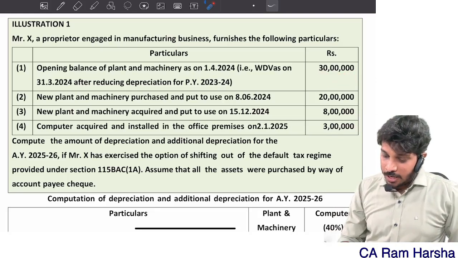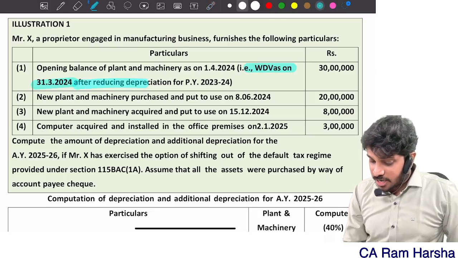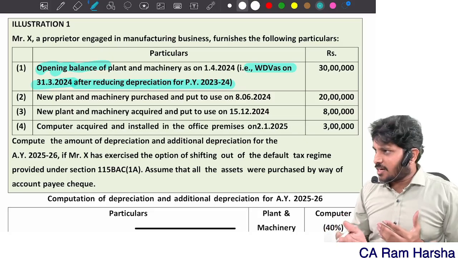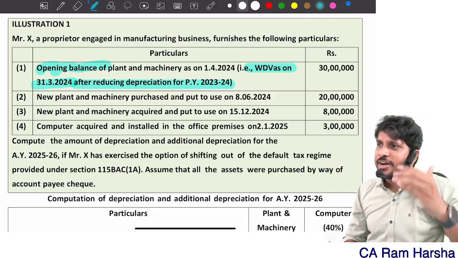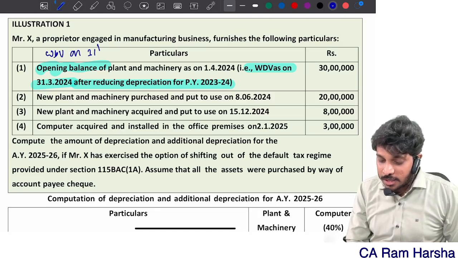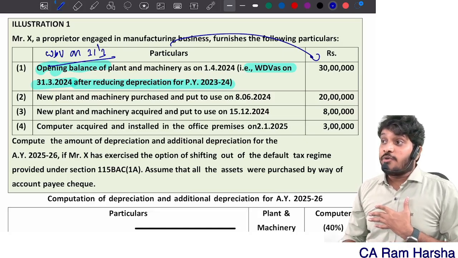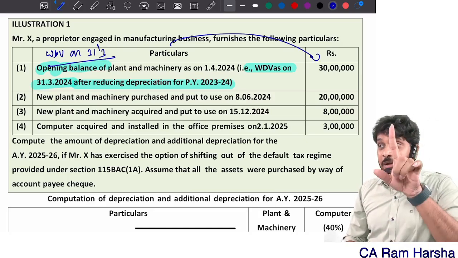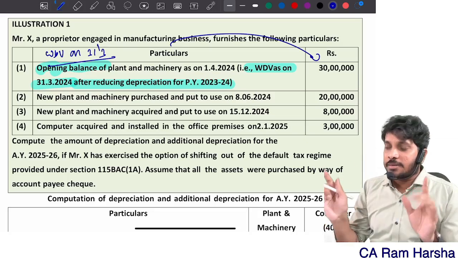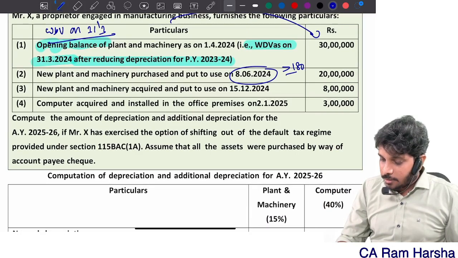30 lakh. Remember, they have given the answer as WDV on 31st March after reducing. Yes, but anyhow, since the word is opening value, by default we assume that it's after reducing depreciation. Suppose here the problem says WDV on 31st March is 30 lakhs, then I assume that it is before depreciation. Suppose they clearly mentioned after depreciation, then it is after depreciation, and opening value will also be the same. Correct? Yeah, 30.